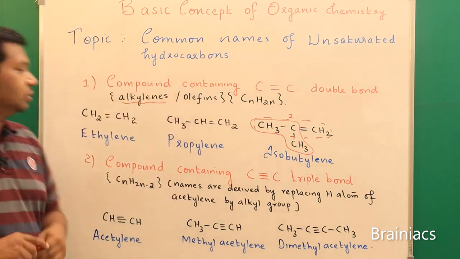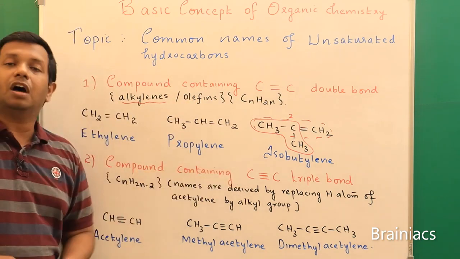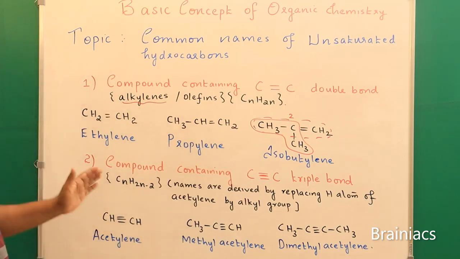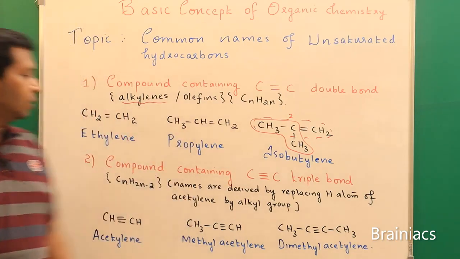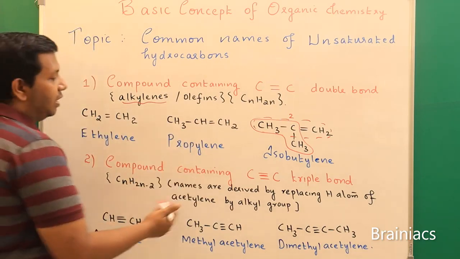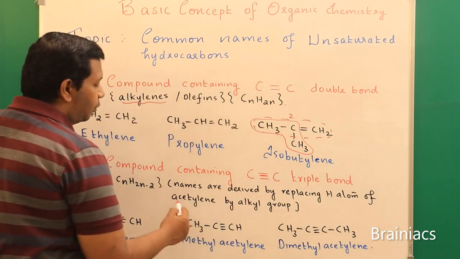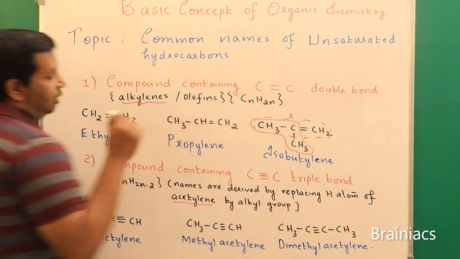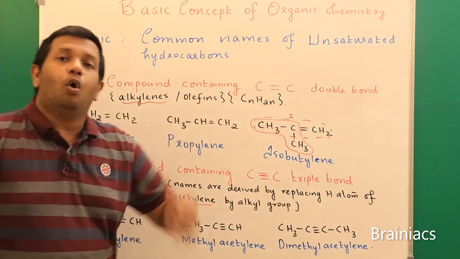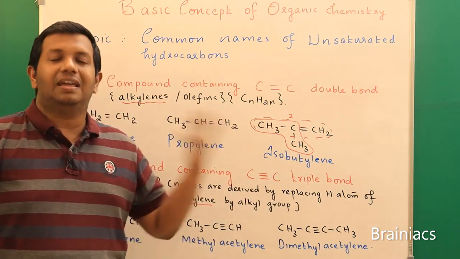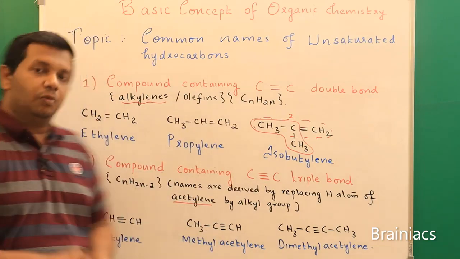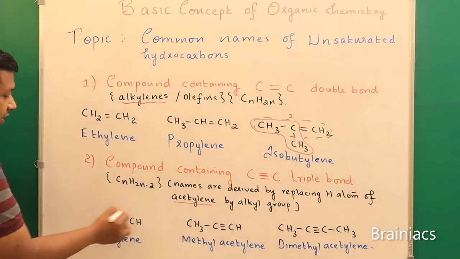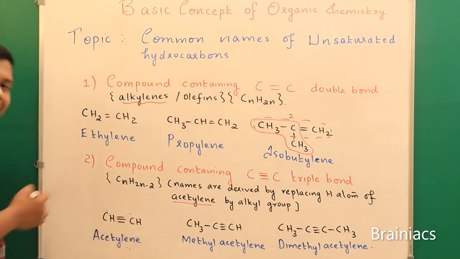Next one, coming to compounds containing carbon-carbon triple bond. So here the general formula is CnH2n-2. So here the names are derived by replacing the hydrogen atom of acetylene by alkyl group. That means that all alkynes we are saying as a derivative of which one? Acetylene. Now if you have 2 carbon atoms minimum, then we use the term acetylene.